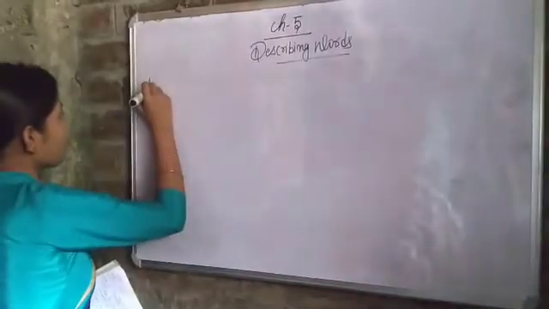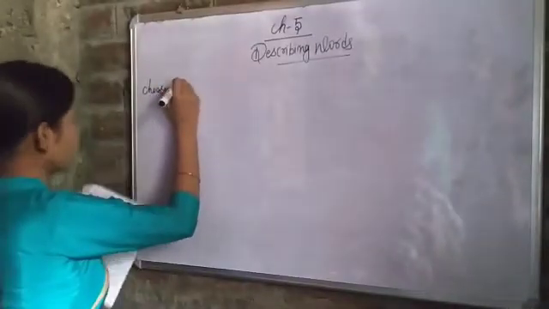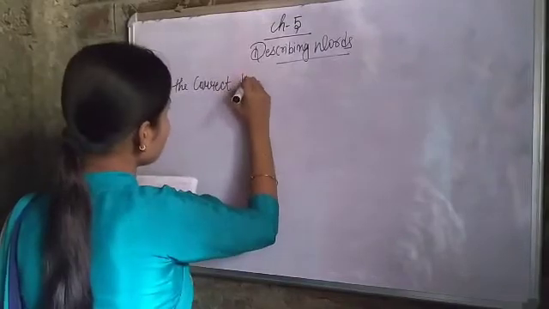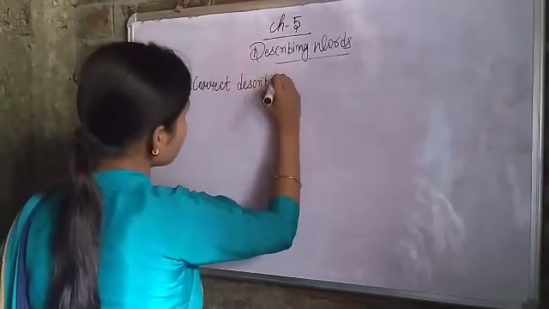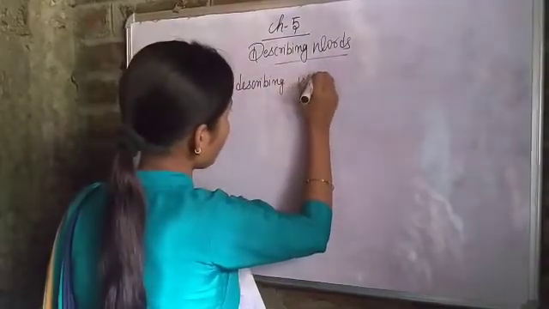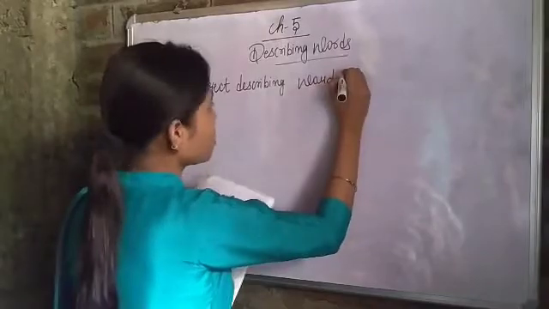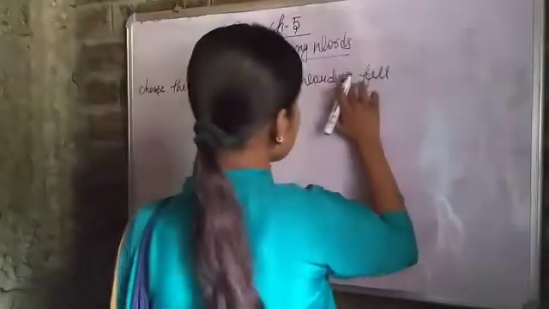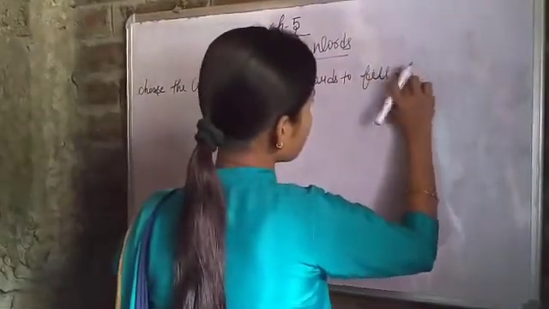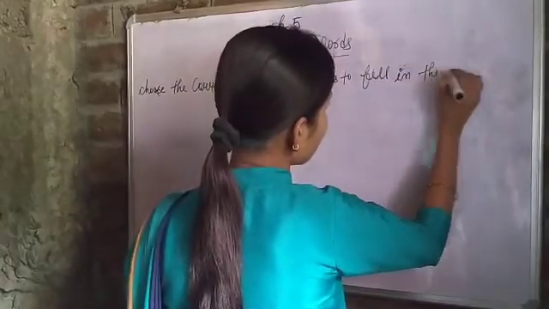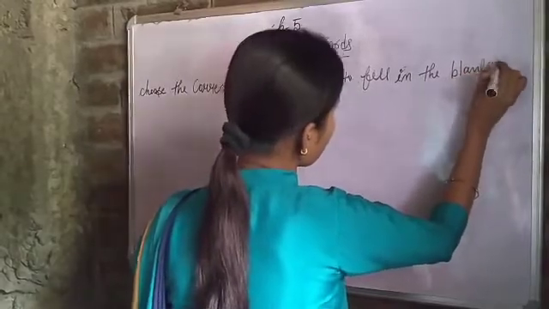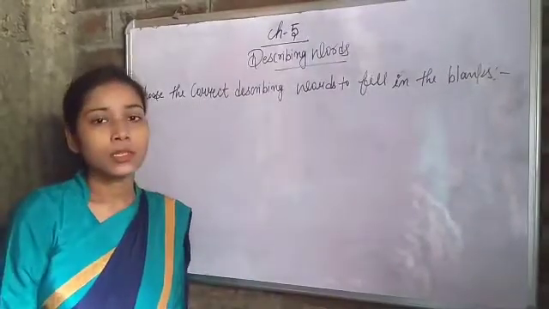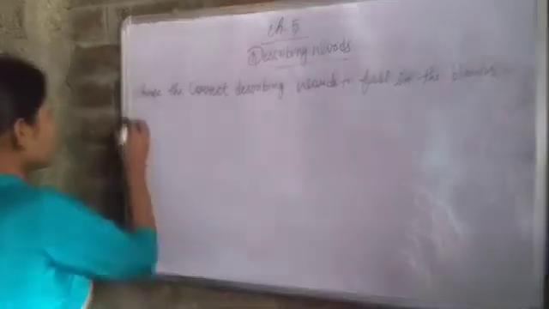So in the first exercise we have: choose the correct describing words to fill in the blanks. Okay, so this is the heading. In this, what we have to do is choose the suitable describing words to fill the blanks. Here is the first number.